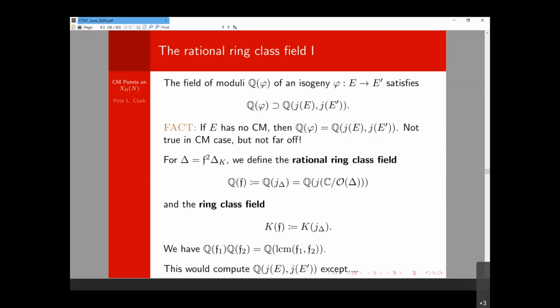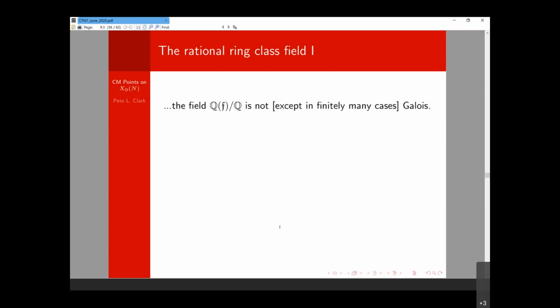There's an algebraic number theory snag here. And the snag is that I didn't say that this rational ring class field is Galois over Q. And in fact, I'm telling you that it definitely is not, except in finitely many cases. Well, why does that matter? Well, I chose my favorite Galois conjugate, little j, and if the field was Galois, it doesn't matter which one I chose. All of the other roots of the Hilbert class polynomial are going to lie in the same field. If it's not Galois, it really matters which one I choose.